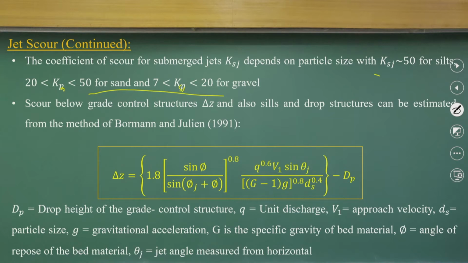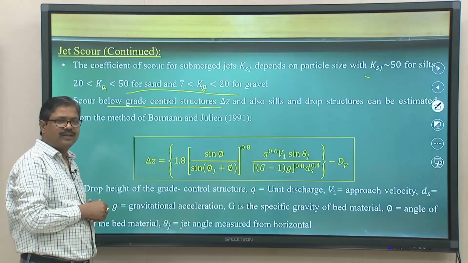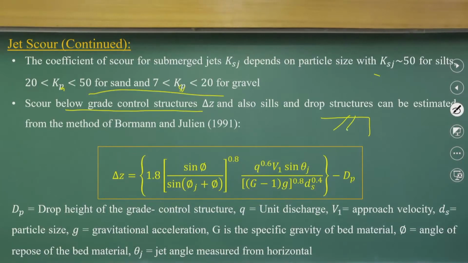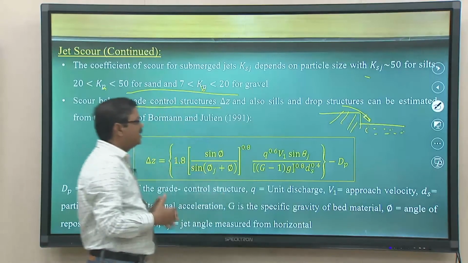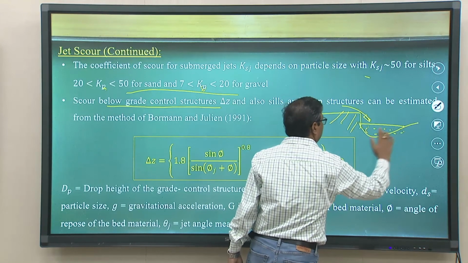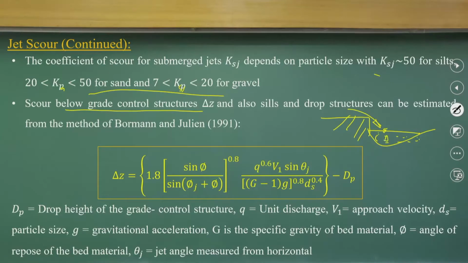Now, let us come to the scour below the grade control structures. These are drop structures. I have a grade structure, and below that I have the bed materials. How we can estimate the scour depth, how we can estimate the delta Z, the scour depth.